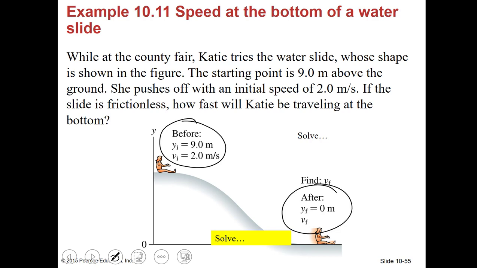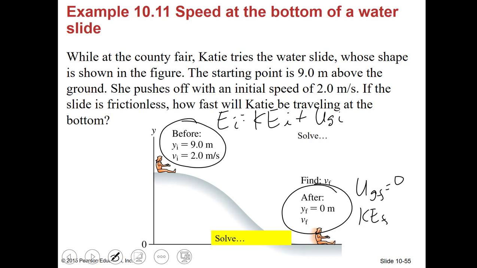So at the bottom, there is no gravitational potential energy. So I'm going to say gravitational final is equal to 0. We just have some final kinetic energy down here. Initially at the top, the initial energy was made up of kinetic energy because they tell us Katie's moving, and also gravitational potential energy initial.